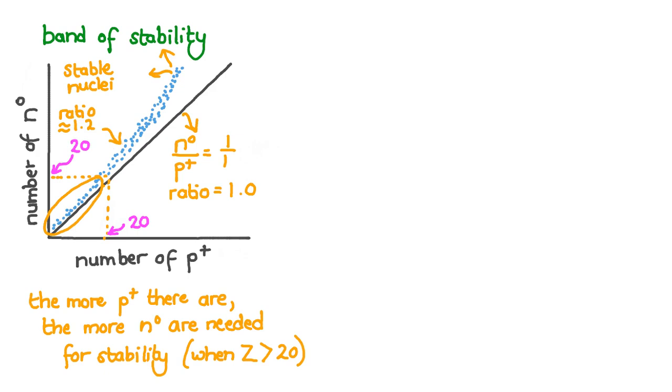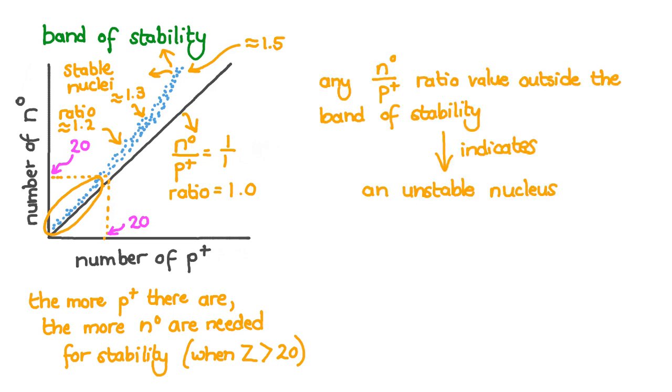So for slightly heavier elements, the stable ratio of neutrons to protons gives us a value of about 1.2. For even heavier elements, the neutron-to-proton ratio is about 1.3. And for very heavy elements, the ratio of neutrons to protons is about 1.5 neutrons for every proton. Any point on the graph outside the blue band, in other words, any neutron-to-proton ratio value outside the band of stability, indicates an unstable nucleus. Such a nucleus will undergo spontaneous radioactive decay to become more stable.